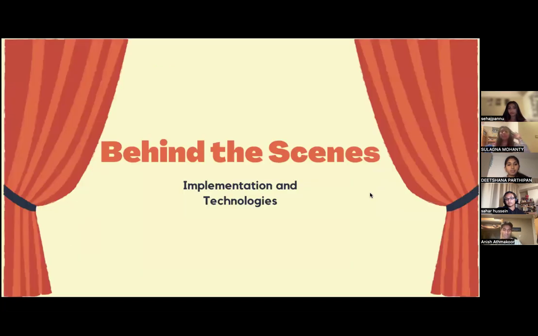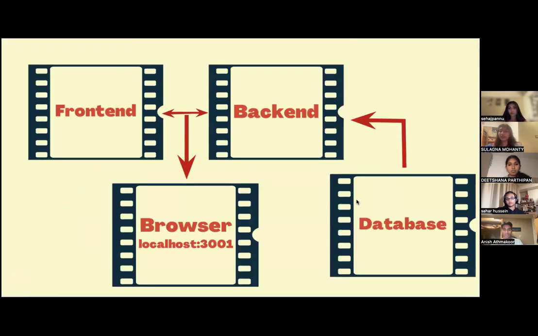So now we're going to talk a little bit about the behind the scenes part of making our app. So that includes the implementation and technologies that we use. There are three main components that are meshed together to create the functional app that you can use. So we have a database that connects with the backend, and the backend and front end connect to each other to create a functional browser, which is what people can see when they use the app.